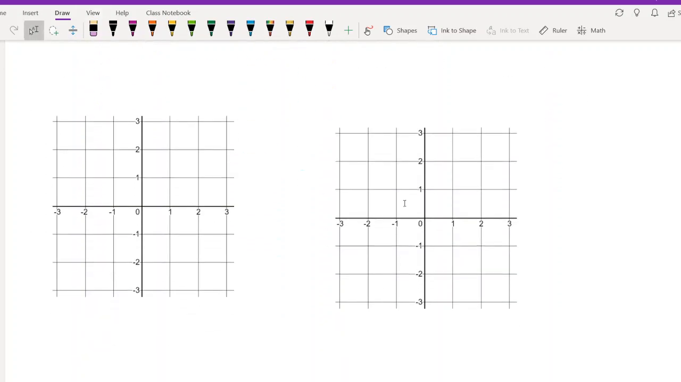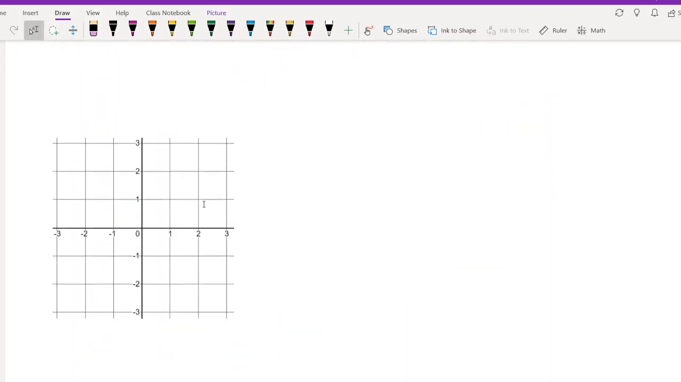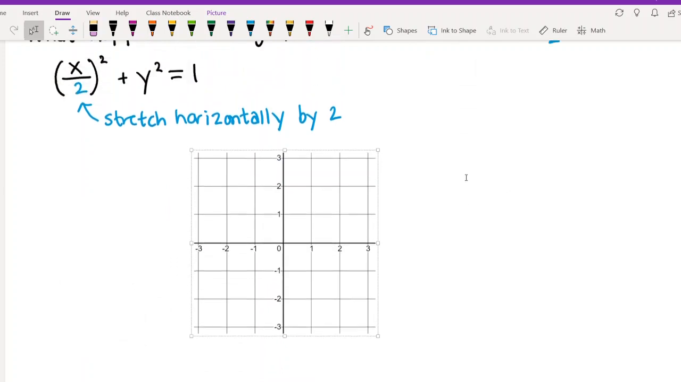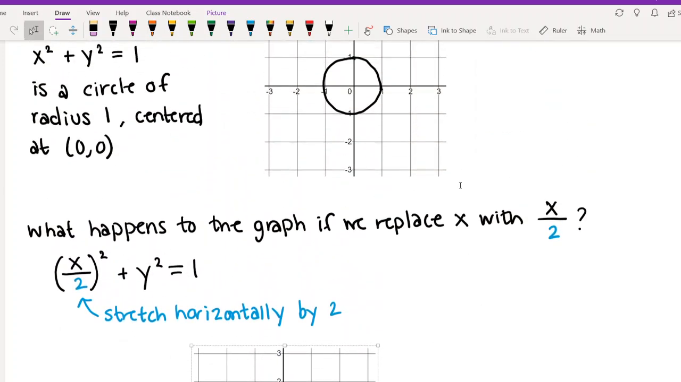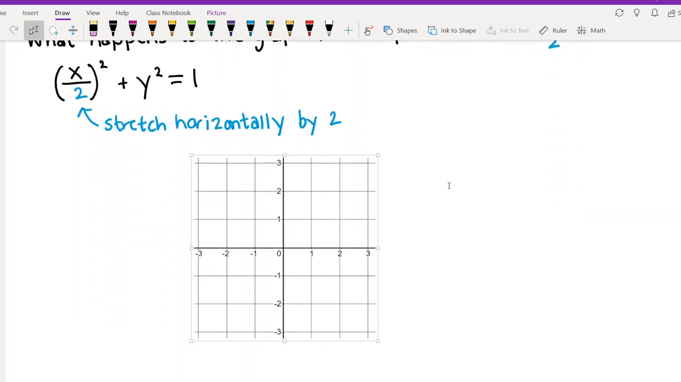So what's that going to look like? Let me just rearrange this a little bit. If we take our original picture of our unit circle and we stretch it horizontally by 2, that means the vertical part is going to stay the same. So it's still going to have the same top and bottom, but now it's going to be stretched out horizontally so that it has a width.